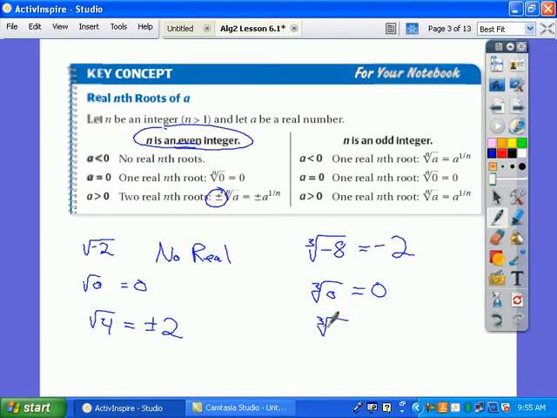Cube root of 0 is just 0. And the cube root of a positive number like 27 is just 3. There's only one solution there. So we need to pay attention to whether we're taking an odd root or an even root, because our results will be affected by that.